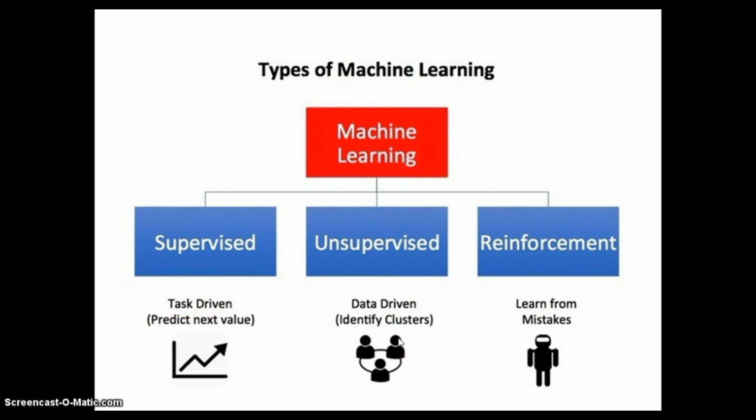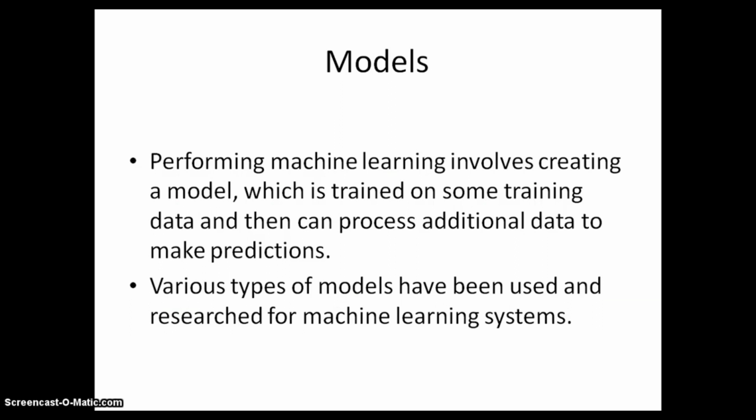Okay, so we will be seeing further what is supervised, which type of algorithms are there in the category of supervised learning and unsupervised learning. So what is a model? We are saying that the machine learning will create a model. A model is trained on some training data, and then it can process additional data to make the predictions.